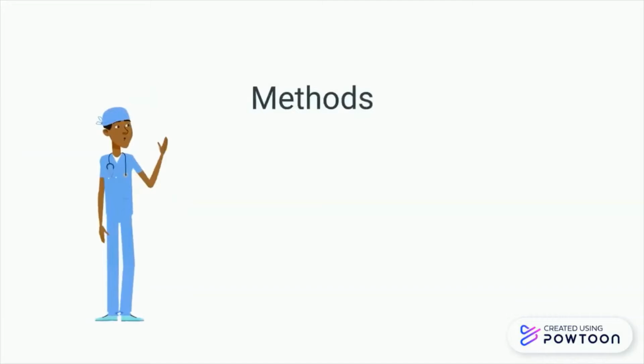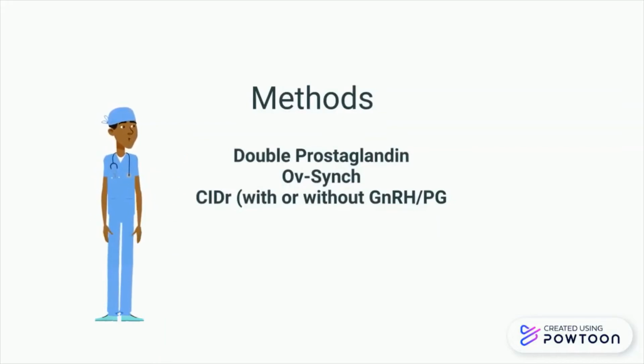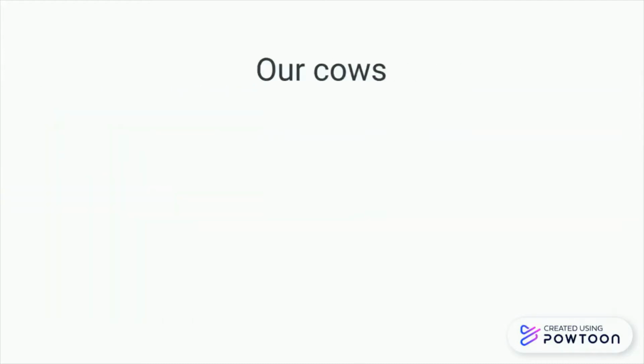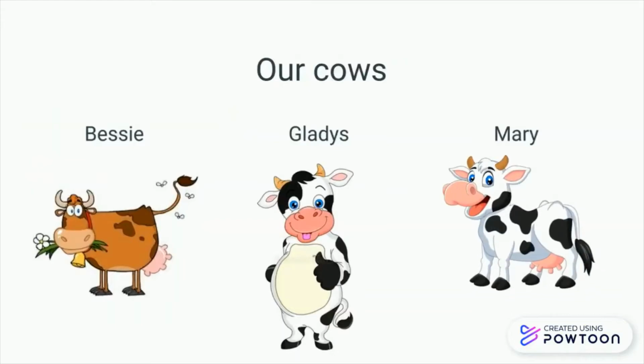There are many methods of oestrus synchronization, with new ones being developed all the time. However, the main ones are the double prostaglandin protocol, the Ovsynch protocol, and the use of teasers with or without GnRH or prostaglandin. In this lecture, we shall look at the first two, double prostaglandin and Ovsynch. To assist us in our task, please meet Bessie, Gladys, and Mary, all cows in different stages of their oestrus cycles.